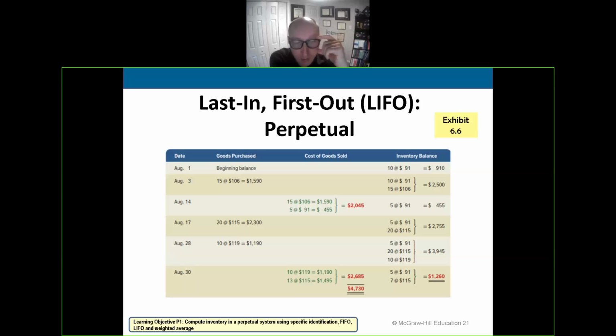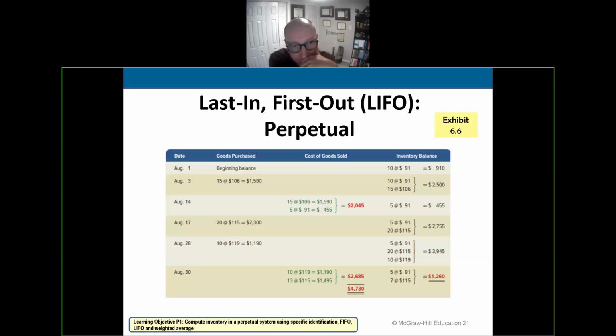And then I made my purchases just like I did before, August 17th, August 28th, same amounts. What's different is the inventory balance. And the reason why the inventory balance is different is because I still had 5 units left from my beginning balance. Because I sold my entire first purchase and then 5 from my beginning balance. So I added August 17th, August 28th. And now my inventory balance on August 20th is $3,945.